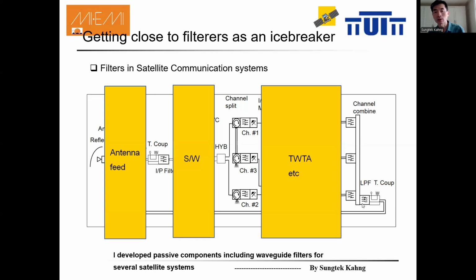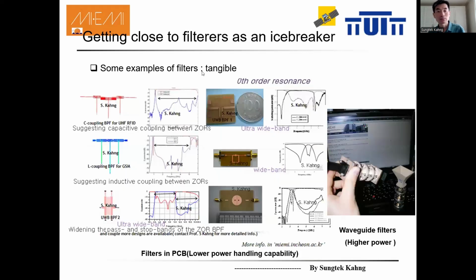So channel splitter and channel combiner. This is called multiplexer, and this is called multiplexer too. These are passive components. That's why we call these reciprocal structures. So you can switch the roles between the output multiplexer and the input multiplexer, or demultiplexer. I'm showing you some examples from my previous work, metamaterial filters.